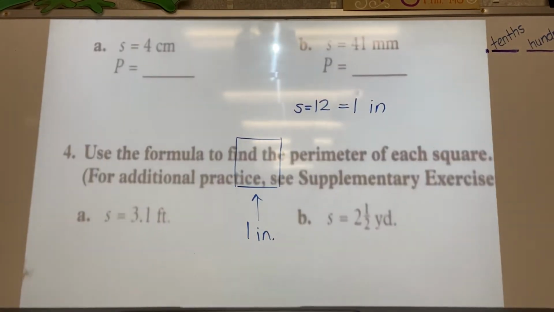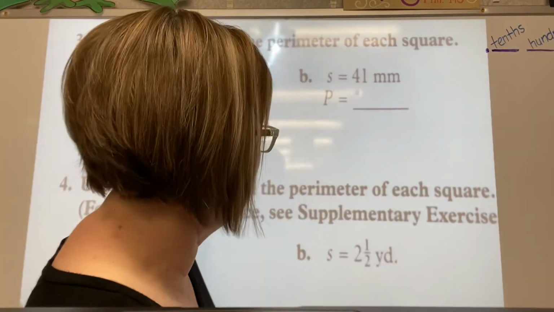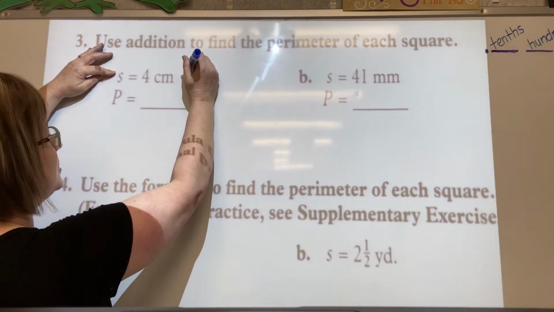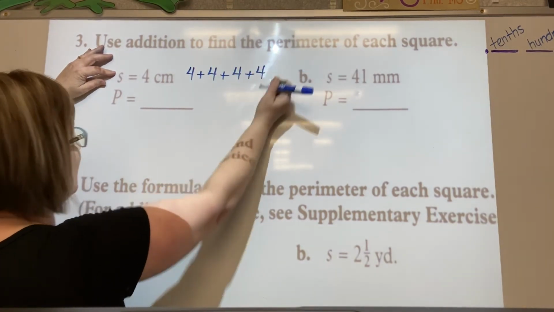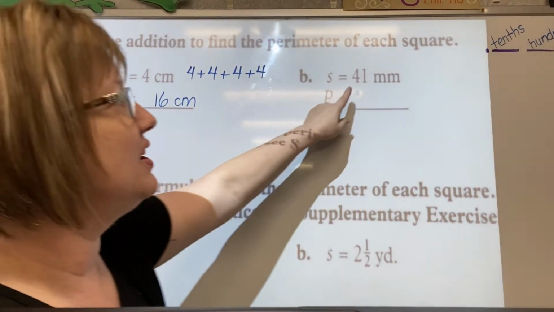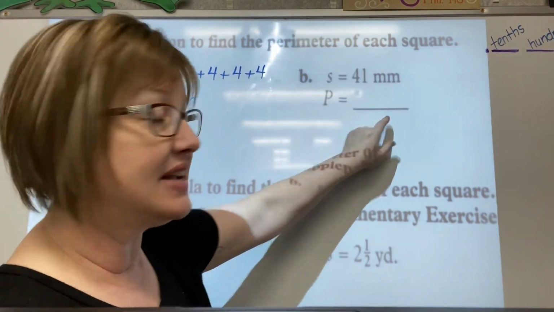Okay, and then on number 3, it says use addition, like we did yesterday. 4 centimeters, so we do 4 plus 4 plus 4 plus 4, which equals 16 centimeters. Do the same thing over here. 41 plus 41 plus 41 plus 41. Okay, write the answer there.